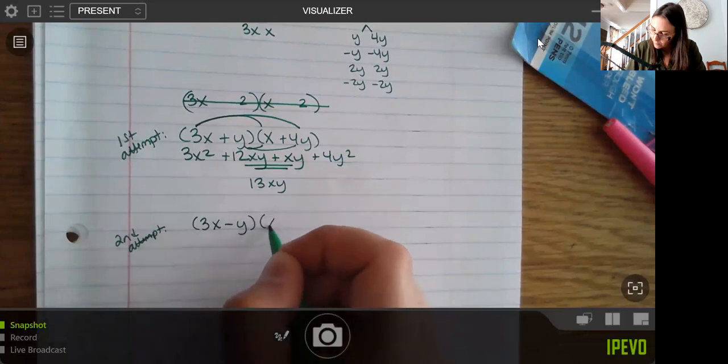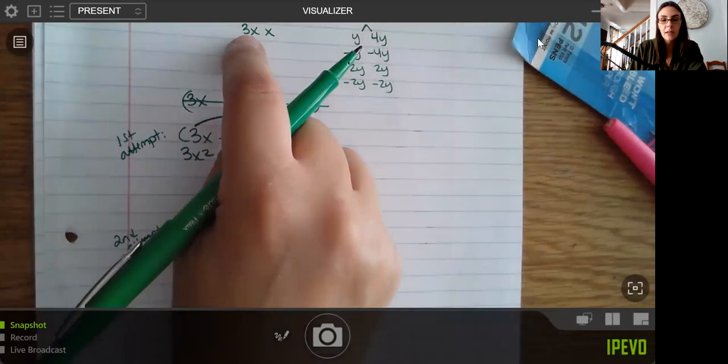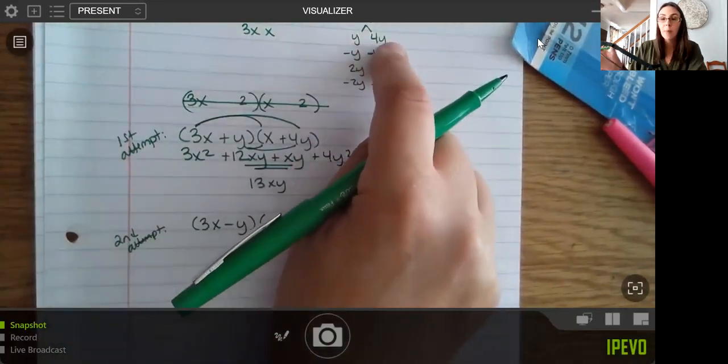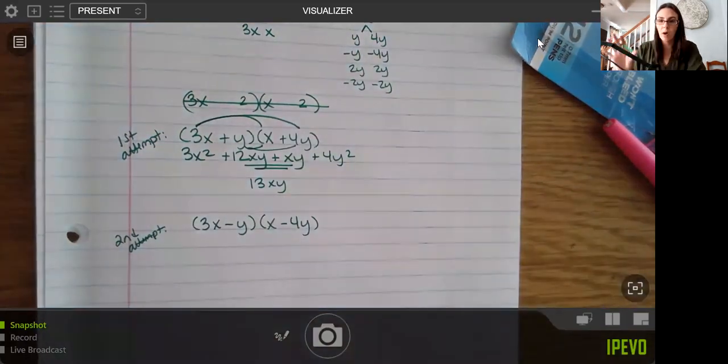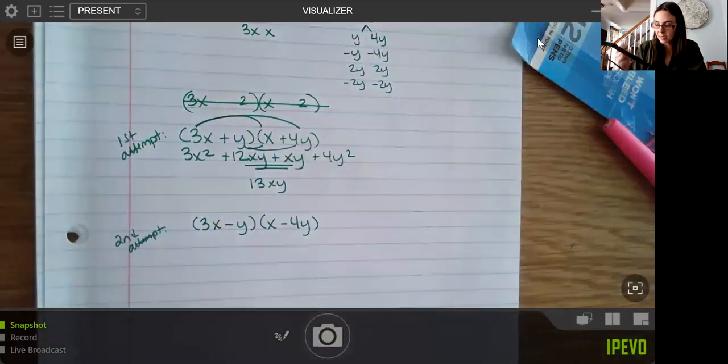I'm going to try this one. But don't forget too that when you have a different factor in the front, that order matters too. So you can also try not just y and 4y, but put the 4y first, right? 4y and y. So the ordering could be mixed up as well. So you may have to change the ordering of your factors within the factor, right? The inside pieces.